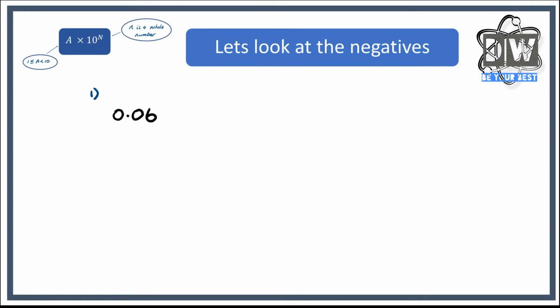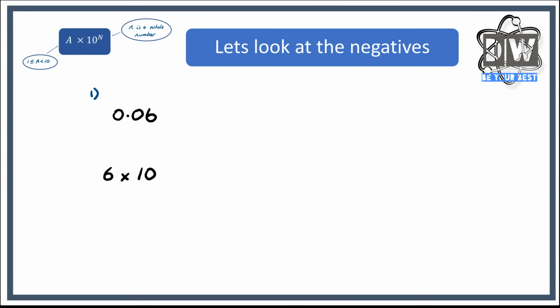So let's have a look at the negatives. Remember what we're going to have in this format up here. A is going to be a number between 1 and less than 10, and on this occasion, hopefully, we have an understanding it's going to be 6. So we're going to put that in there, and it's going to be times 10 to the power of something. We are going to work out what that something is. So basically, we're taking 6 and we're turning it into this format.